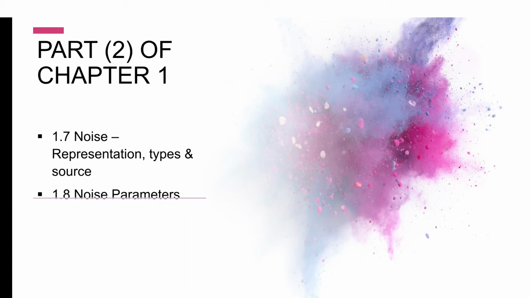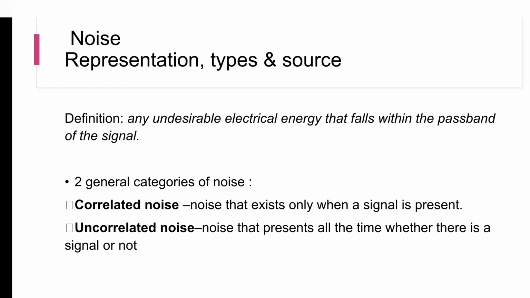Assalamu alaikum, I am Abdul Majid, and one of my friends and I are going to explain chapter 1 part 2, which consists of noise, representation, types, source, and noise parameters. The definition: any undesirable electrical energy that falls within the passband of the signal.